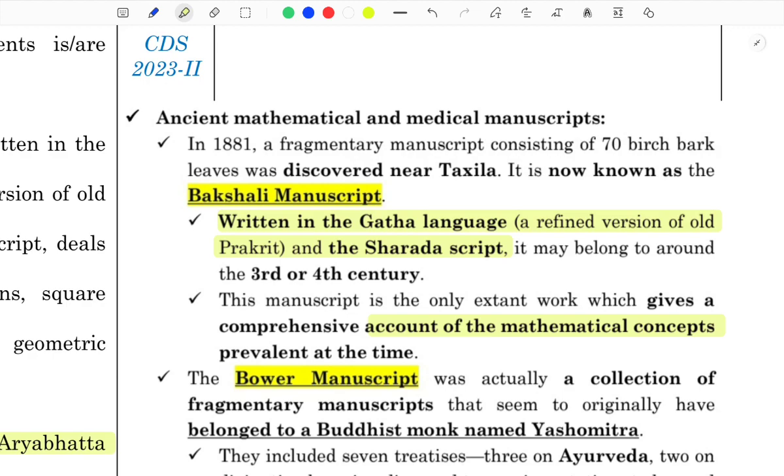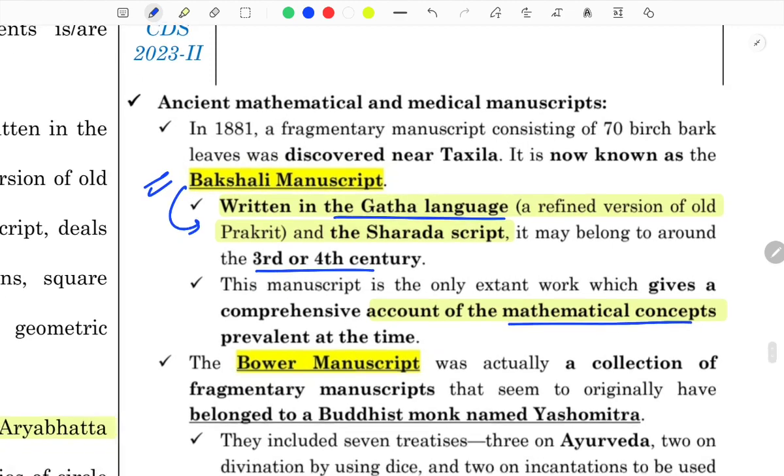You have around 3-4 questions just on Takshila also. We will see it when we will see the places. So it is now known as the Bakshali manuscript. Bakshali manuscript is written in the Gatha language, a refined version of the Old Prakrit and the Sharda script. It may belong to around 3rd-4th century. The manuscript is the only extant work which gives a comprehensive account of the mathematical concepts prevalent at the time.